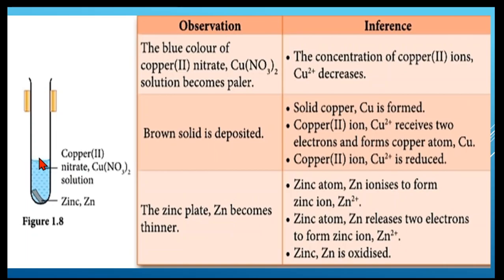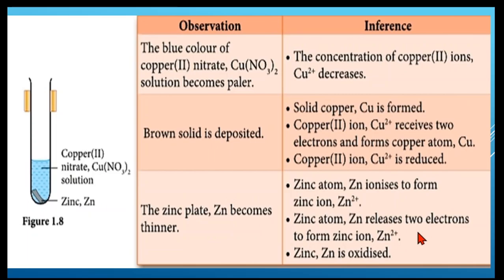Sebab mula-mula di dalam solution ini mengandungi copper nitrate. Iaitu Cu2+ dengan nitrate NO3-. Tapi oleh kerana si zinc masuk di sini, zinc itu ionize. Ionize maksudnya dia release 2 electron. So sebab itu dia menipis. Bila dia release 2 electron, the zinc become ion. So when the zinc become ion, dia masuk into the solution.